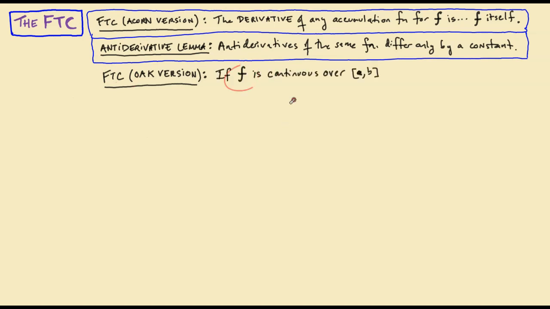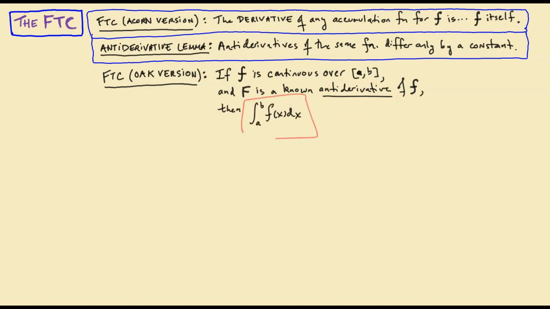So, if f is a continuous function over some interval on the real line a to b, notice how general this is. We just can't have functions with breaks in their graphs. And capital F is a known antiderivative of little f, then the integral of f over the interval from a to b is equal to, well, we shall see. We will fill that in soon.